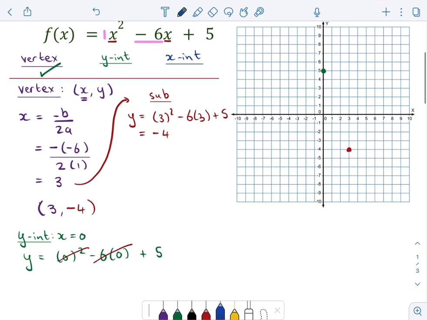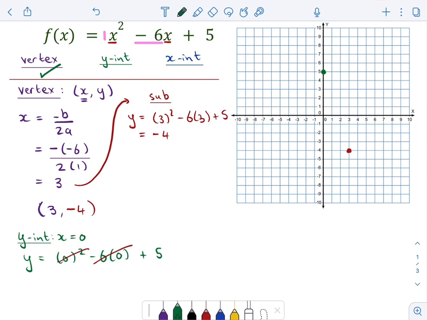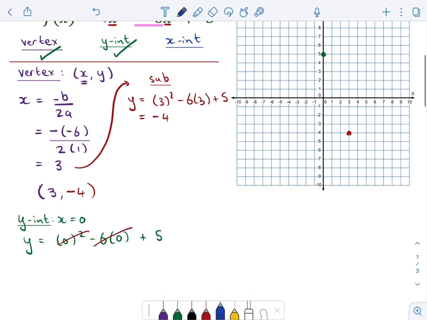Now I'm going to try and find the x-intercepts. I've found the vertex, I've found the y-intercept. Now I'm going to look at the x-intercept. The same idea as I was using for the y-intercept: all along the x-axis, I know that the y value must be 0. Therefore, I can use that fact to find out what my x-intercepts are.